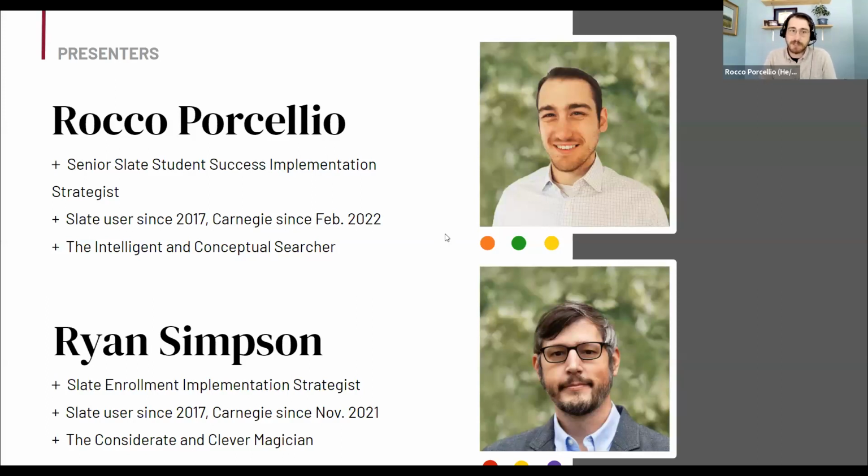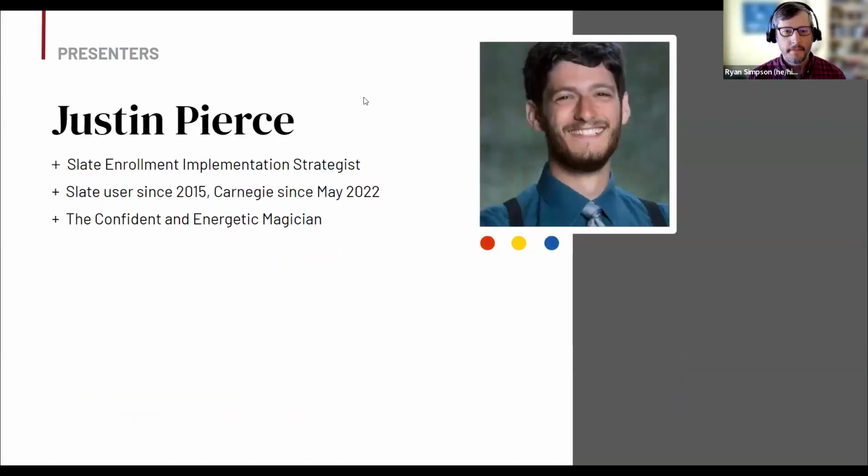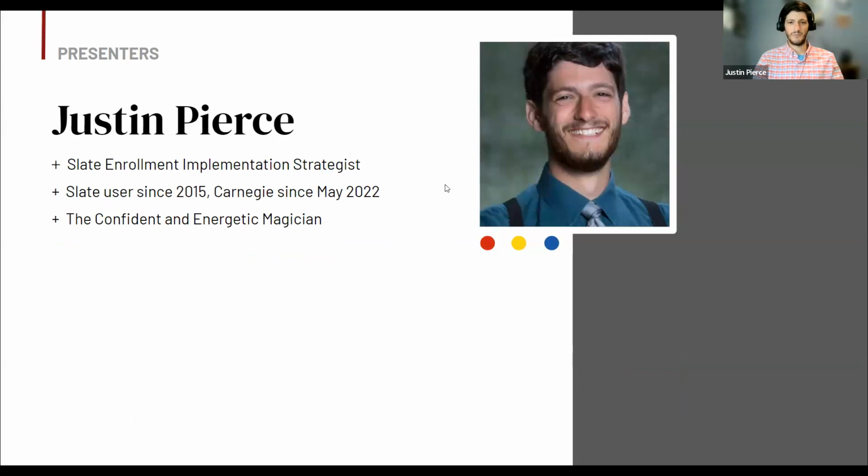But to get started, you probably want to know who you're going to be hearing from today. My name is Rocco Percelio, and I'm a senior Slate Student Success Implementation Strategist. I've been a Slate user since 2017 and been with Carnegie since February of 2022. I'm Ryan Simpson. I'm a Slate Enrollment Implementation Strategist. I've been a Slate user since 2017, and I've been at Carnegie since November of 2021. And I'm Justin Pierce, also a Slate Enrollment Implementation Strategist, been using Slate since 2015 and been at Carnegie since May of 2022.